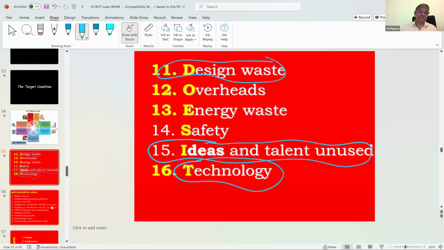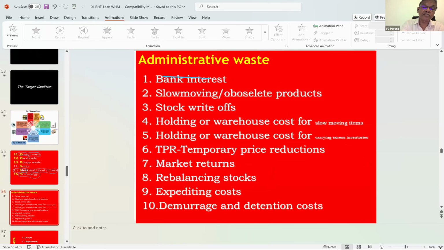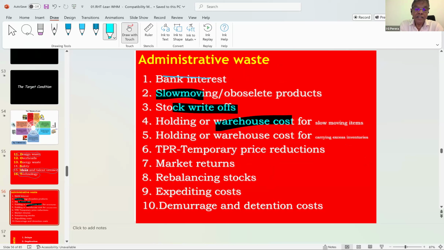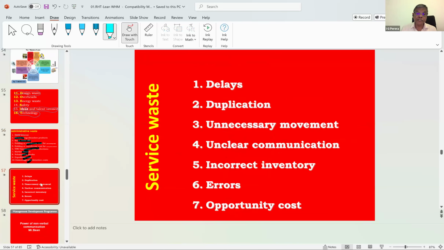Utter waste. Administration, maybe your bank interest, slow moving items, stock write-offs are there, stock holding cost, temporary price reductions, market returns, rebalancing, expediting, demurrage is paid, and also there is service waste. There are delays.